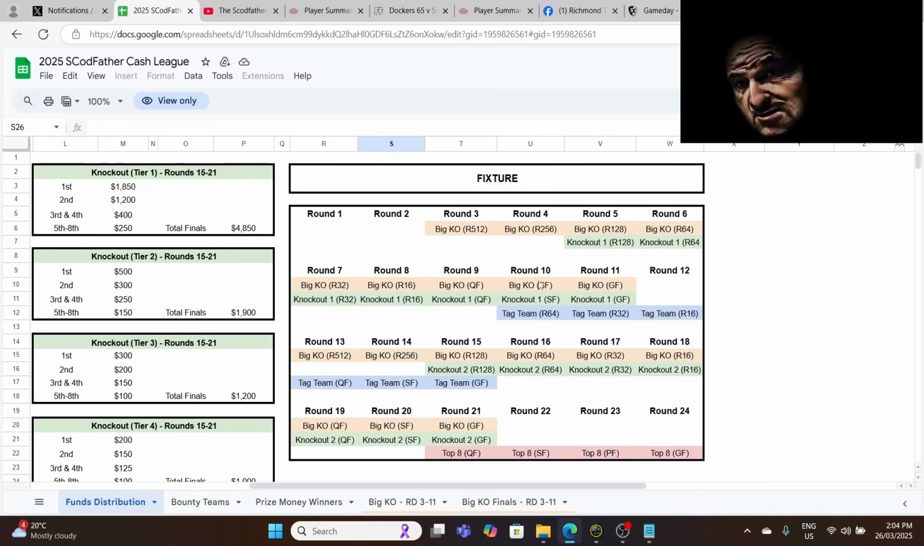However, in round 10, another knockout tournament starts. And now, if you're in all 3 of these at the same time, you're in some big cash right now already. And then the tag team one is going to be a lot of fun, okay? That's where you have a partner. And the tag team continues to round 12, 13, 14. And then round 15, another tournament starts, which is the big knockout again. So it's just a lot of fun.